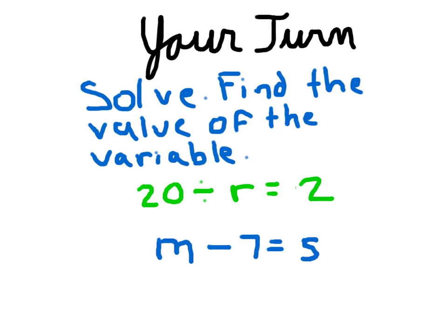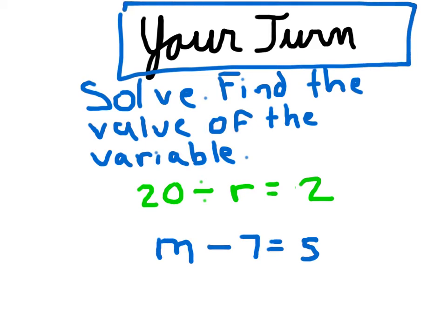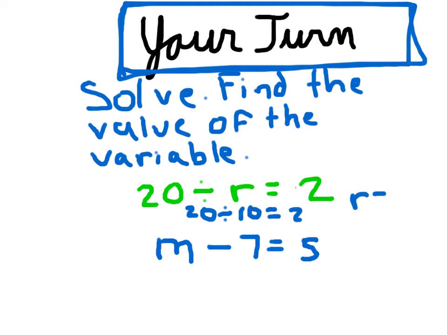Here you're asked to solve and find the value of the variable. It is your turn. Go ahead and hit pause. For this first one, it's 20 divided by r equals 2. We're asked to find that value of r. 20 divided by what equals 2? 20 divided by 10 equals 2. So, for that solution, you should have had r equals 10.